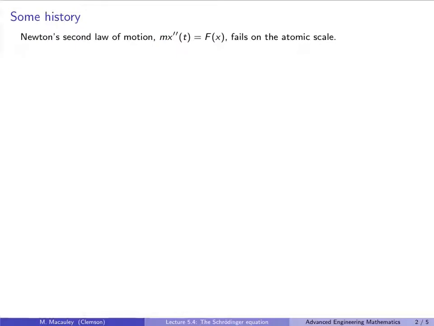Here we're going to assume that acceleration is only a function of time and force is just a function of position. This actually fails on the atomic scale. According to quantum mechanics, particles have no definite position or velocity.